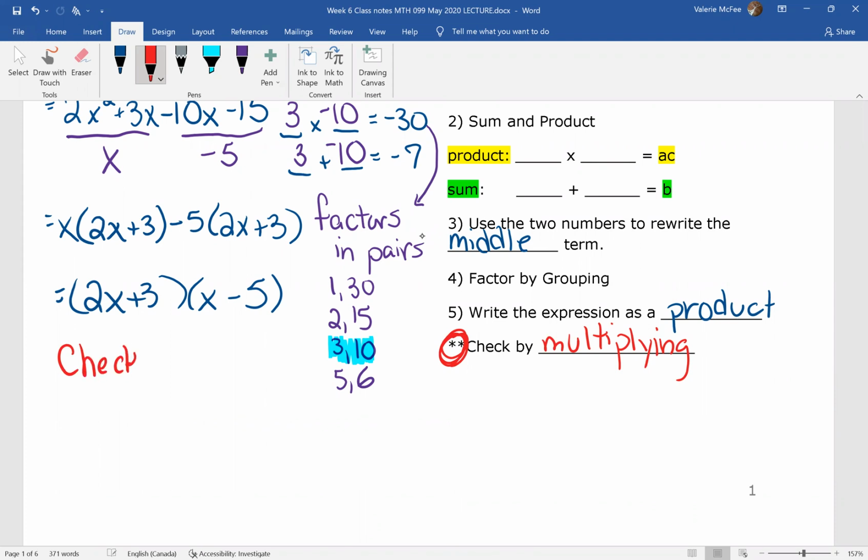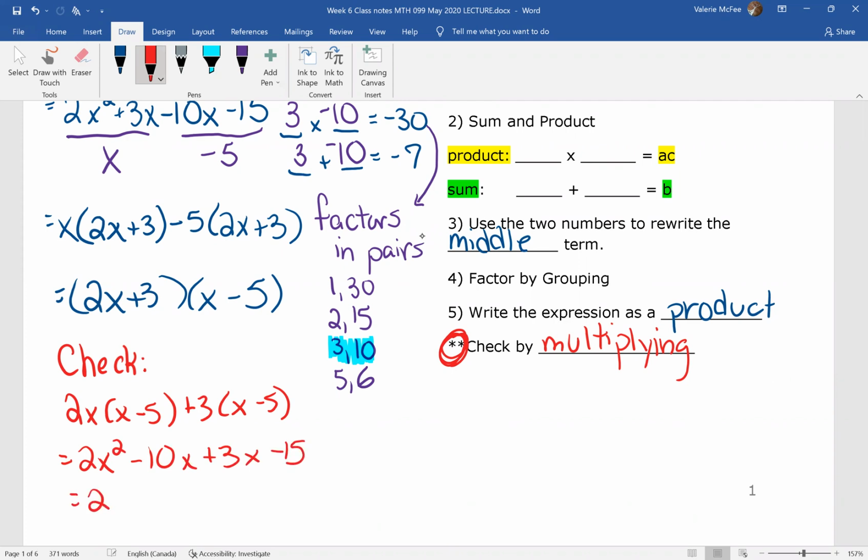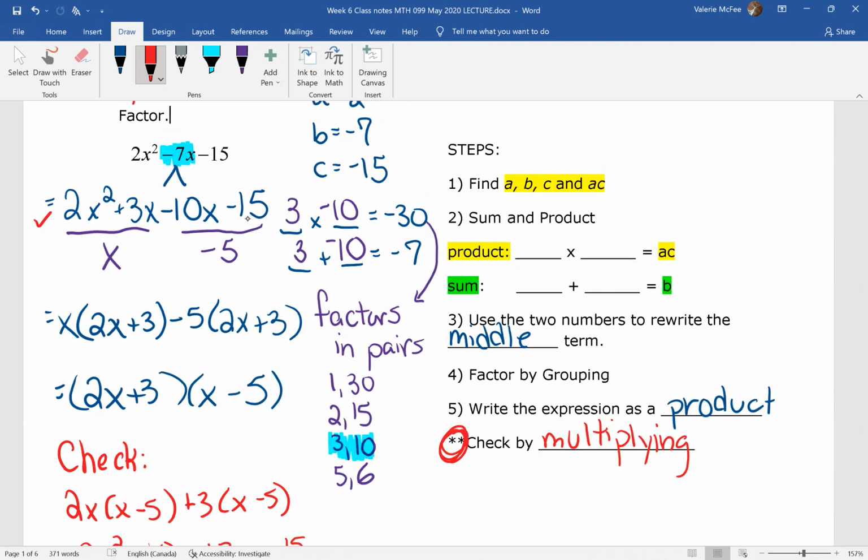So to check, we're going to multiply 2x times the second term plus 3 times the second term. And you can see that our product here is the same as the product we started with, or sorry, the trinomial we started with.